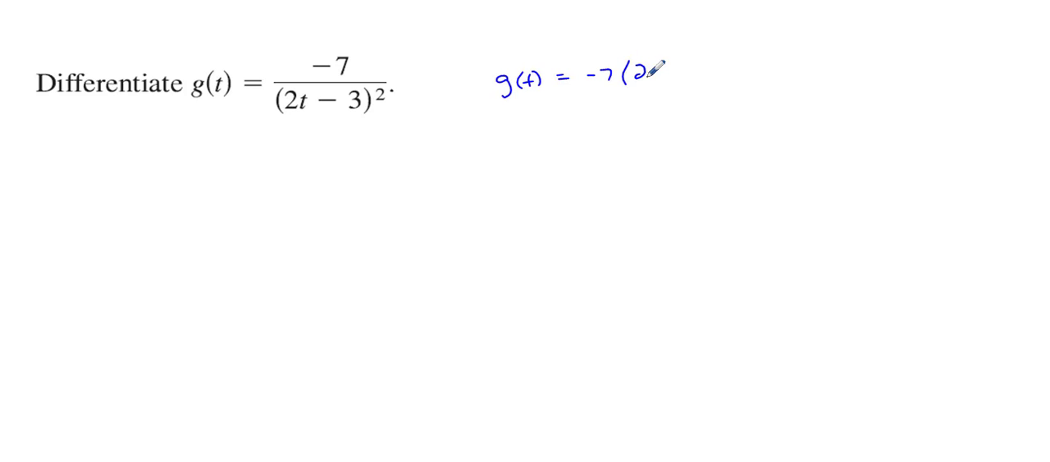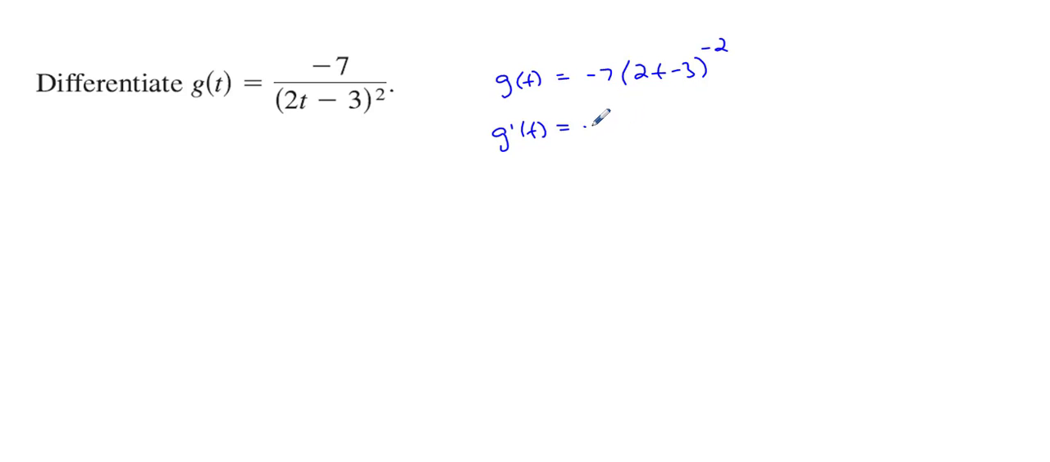Negative 7 times (2t minus 3) to the negative 2 power. Okay? Scalar multiplier negative 7. Looks like we have outer function to the negative 2, inner function 2t minus 3. It's good to look at your function and ask yourself what's going on, so then you can prepare mentally to take the derivative. g prime equals. All right, this is a composite function. We clearly know that. Therefore, we're using the chain rule.